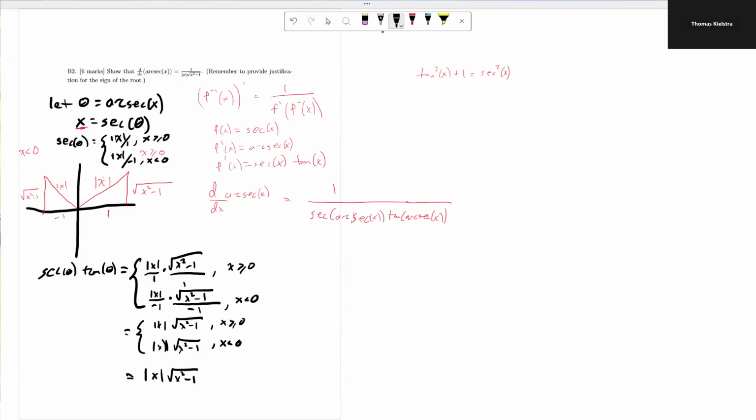And now I can take this expression and substitute it back into my function. So this equals 1 over the absolute x times the square root of x squared minus 1, which is what I wanted in the first place.